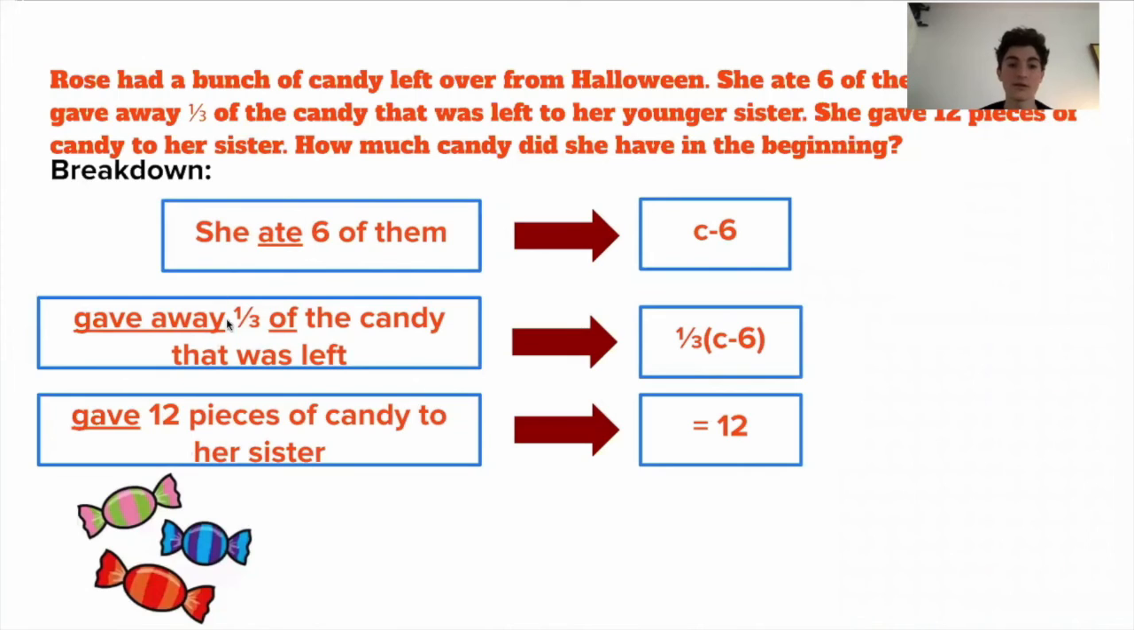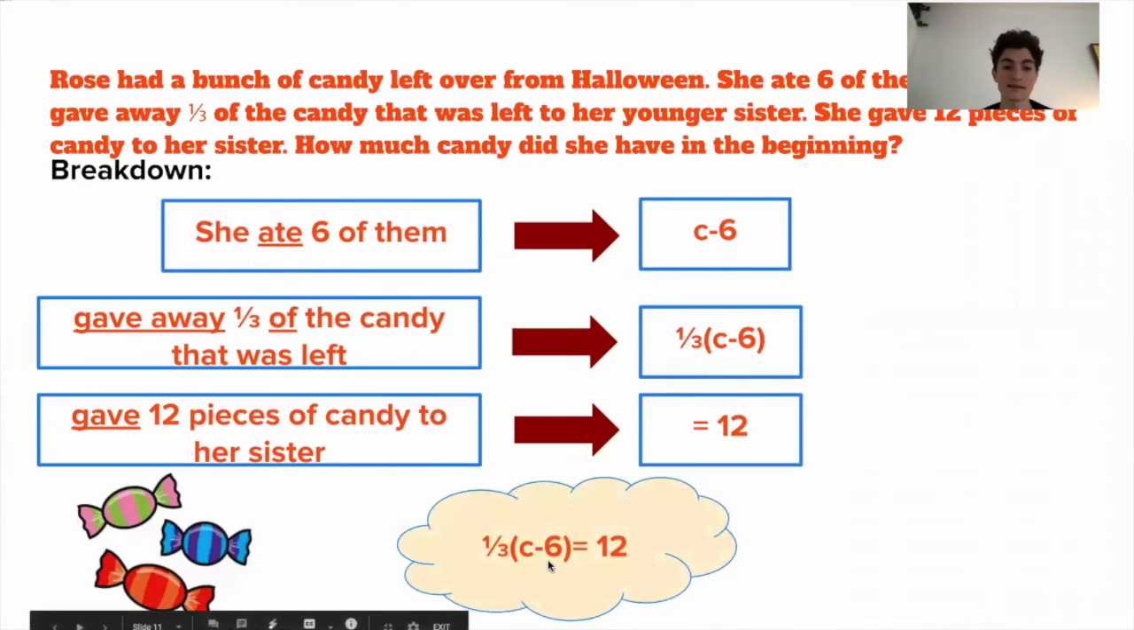She gave away 1/3 of that to her sister after eating 6, meaning she took 1/3 of the remaining candy, which gives us the expression 1/3 (C minus 6). If she gave 12 pieces of candy to her sister, we can set both sides of the equation equal to each other because they both represent the amount of candy that her sister had. So we're solving for C, which is her original candy amount. Our current equation is 1/3 (C minus 6) equals 12.